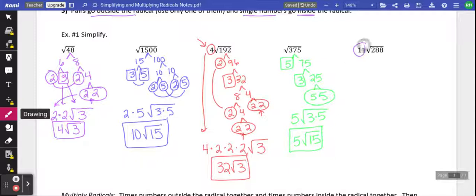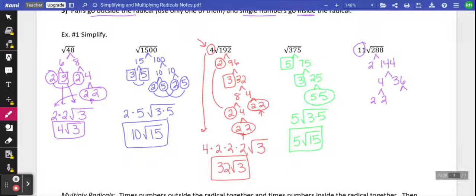Now we already have an 11 out here, so we'll use that later. 288, if I do 2 and 144, 144, I'm going to use 4 times 36. Again, you can use whatever numbers you find that work.